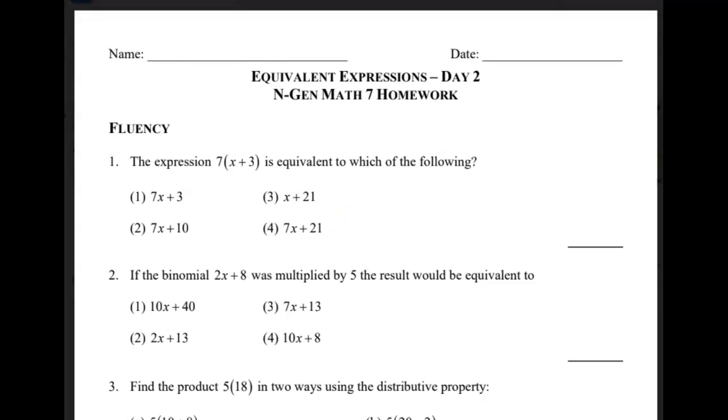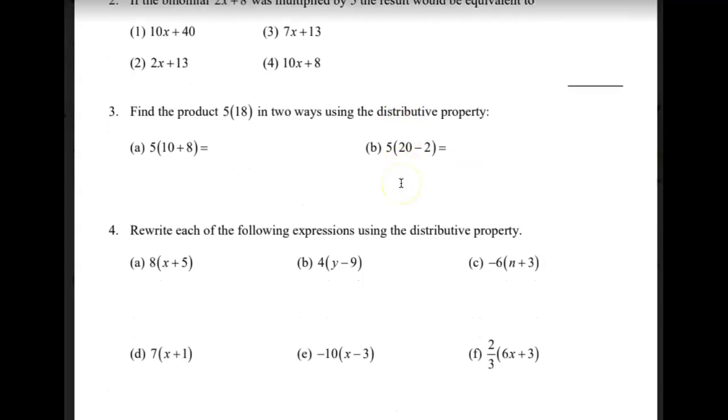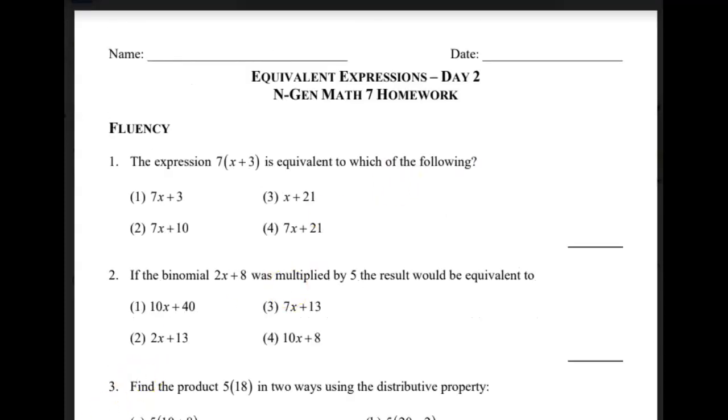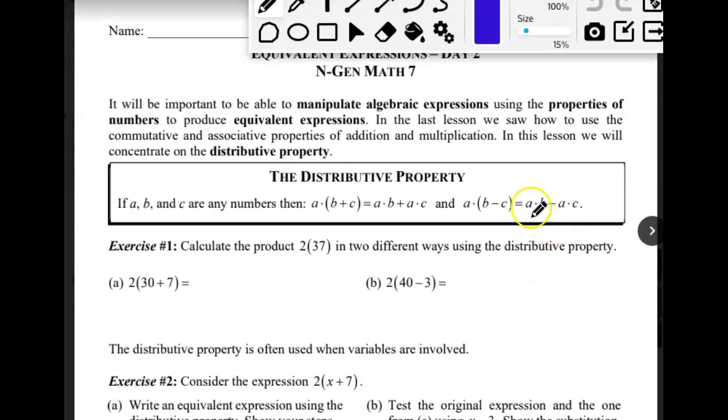So, this is the worksheet I have to give you, right? Let me look first for the examples. We're going to use the distributive property in simplifying this expression. Calculate the product of 2 times 37 in 2 different ways using the distributive property. We could break 37 into 30 plus 7, and then use the distributive property. We're just going to get this idea now because we need it when we do the expression.